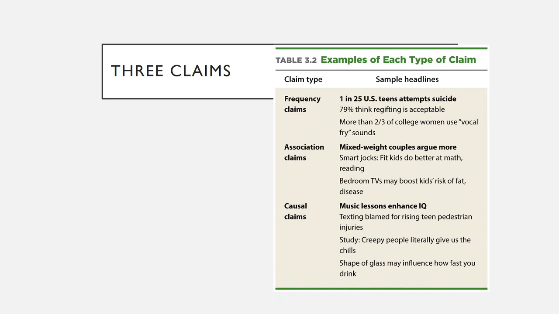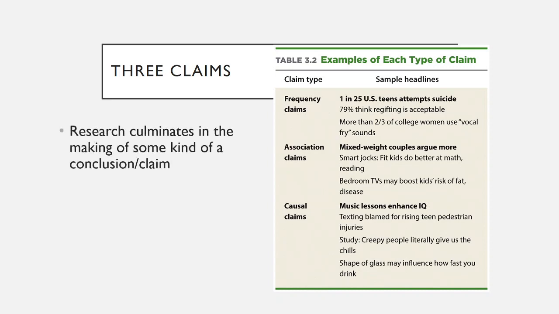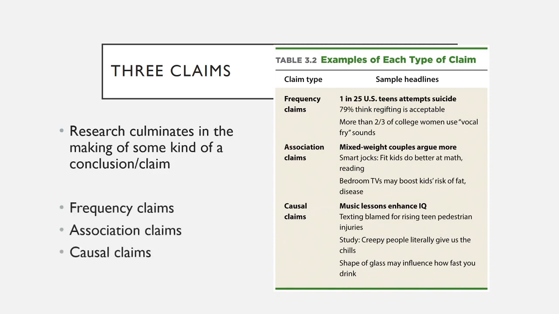Research claims break down most basically to the three listed here: your frequency claims, your association claims, and your causal claims. The idea is research is about trying to establish some new information that your data exhibits. You're trying to claim that you have found something. The different types of claims that you make, though, depend on the kinds of variables you're interested in and the kind of relationships between variables that you're trying to establish a claim for.